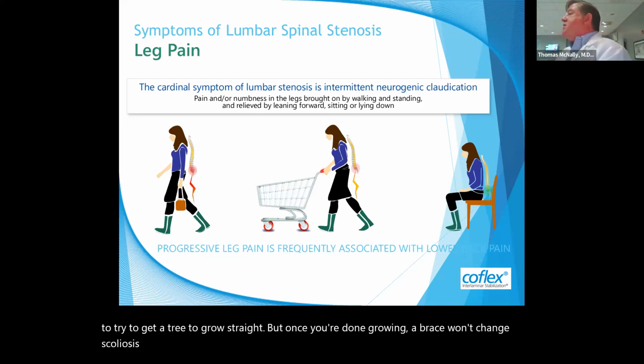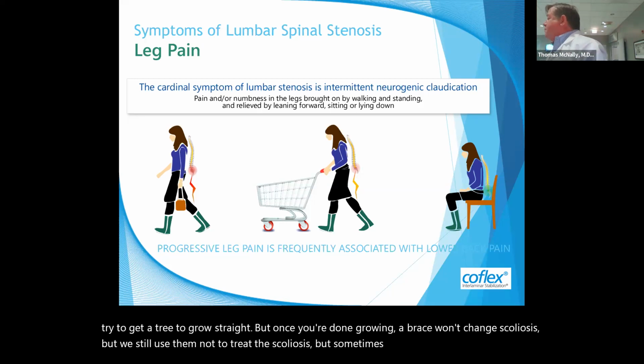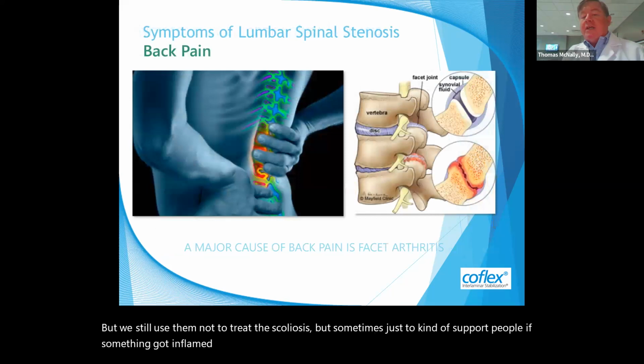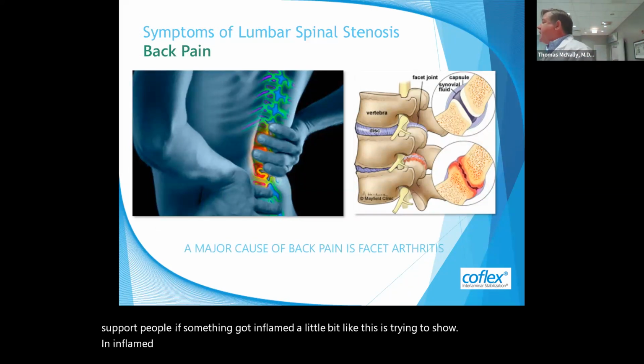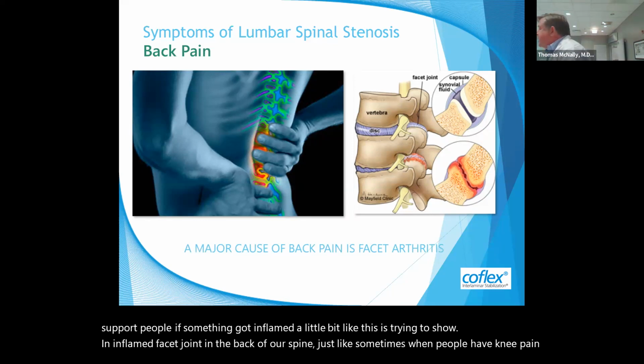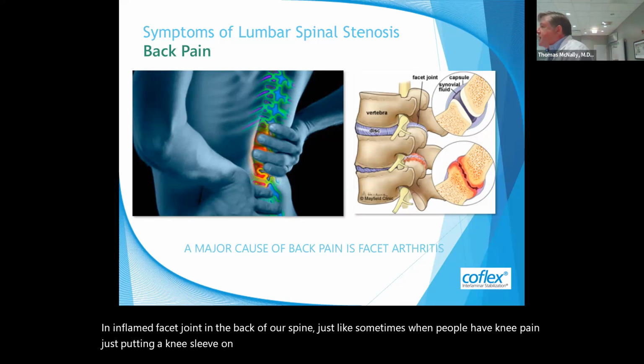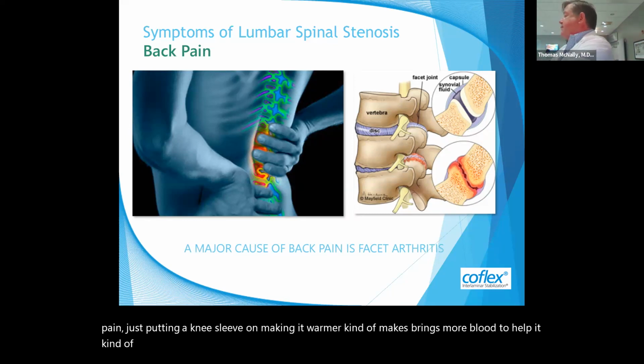But we still use them, not to treat the scoliosis, but sometimes just to support people if something got inflamed a little bit. Like this is trying to show an inflamed facet joint in the back of our spine. Just like sometimes when people have knee pain, just putting a knee sleeve on, making it warmer, kind of brings more blood to help it heal or settle down.